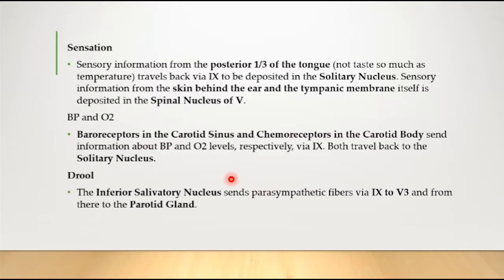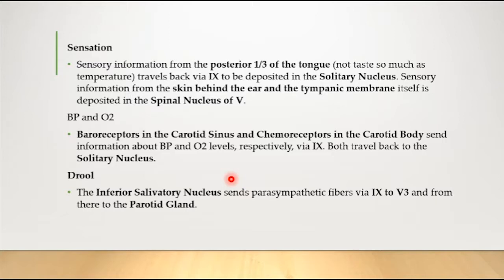And then it receives sensory information from the skin at the back of the ear and the tympanic membrane, but it supplies the spinal nucleus of nerve 5. And also it has baroreceptors. It receives information from baroreceptors in the carotid sinus and chemoreceptors in the carotid body, and sends information about the BP and oxygen levels back to the solitary nucleus. And we talked about Jacobson.